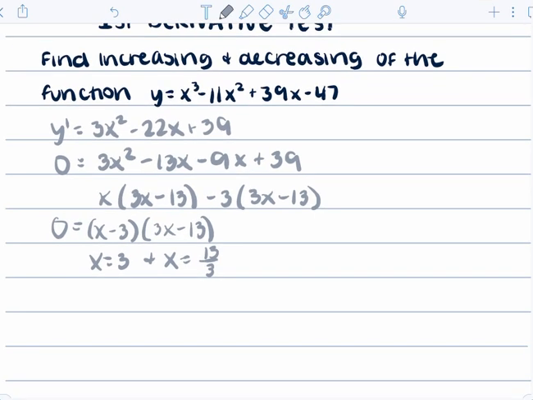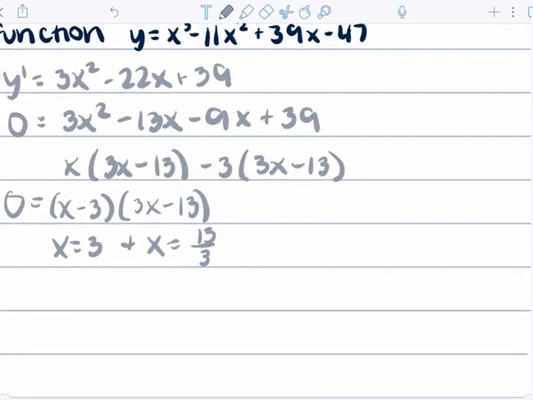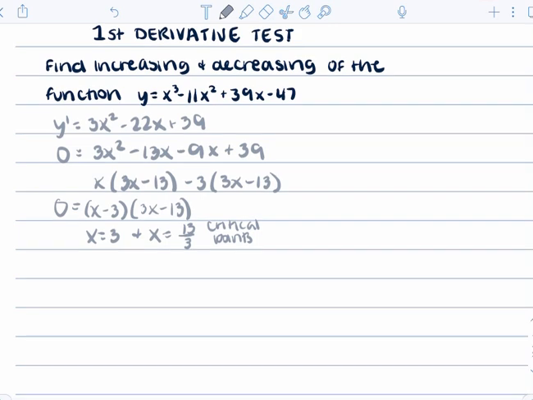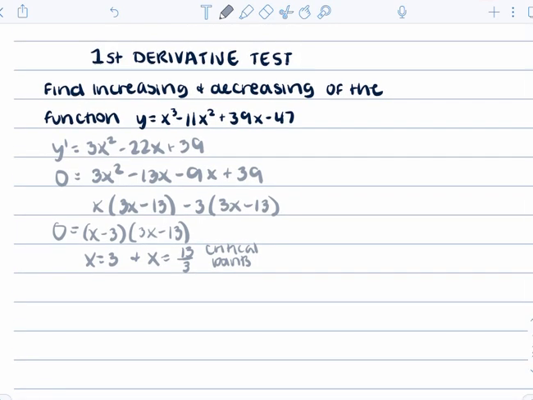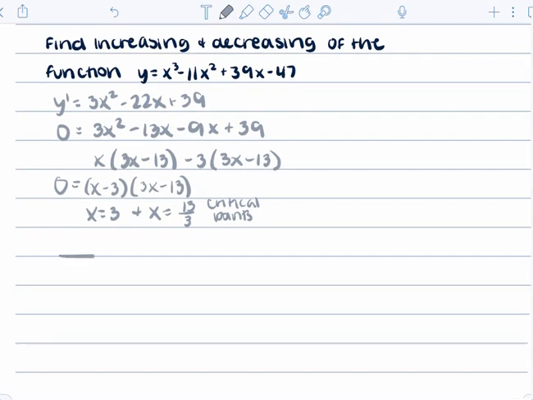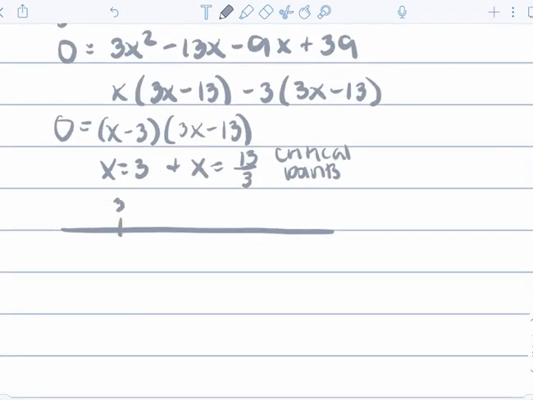So we get these points right here, and we can see that they are the critical points. And now we need to find our intervals that we will be using for the increasing and decreasing. So these intervals would be set up like this. We know that we need to do it in numerical order.